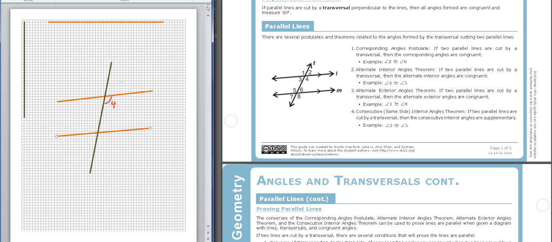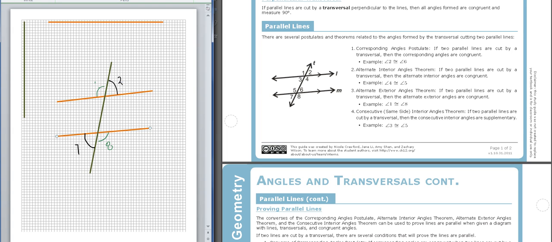Now, the next we're going to talk about is alternate exterior. If two parallel lines are cut by a transversal, then the alternate exterior angles are congruent. That means 1 and 8 and 2 and 7. Those are the same. So the angle at 1 is the same as the angle at 8. The angle at 2 is the same as the angle at 7. Remember that this is only going to work for parallel lines.